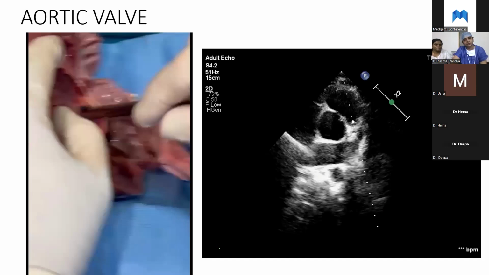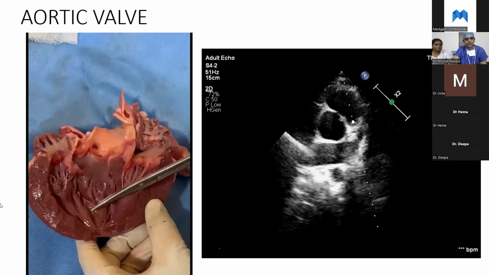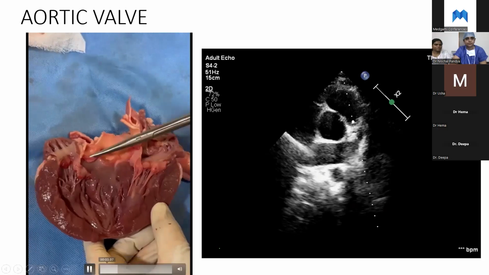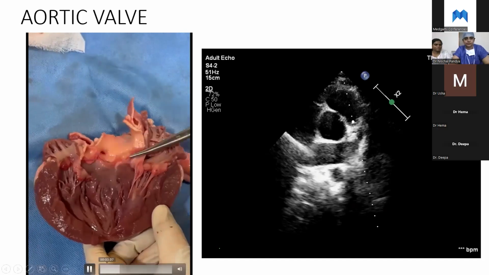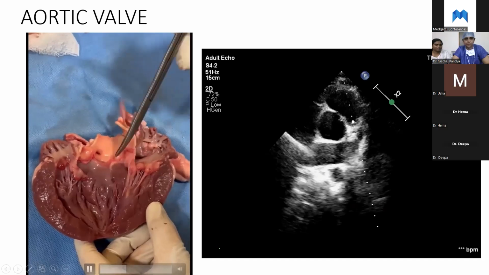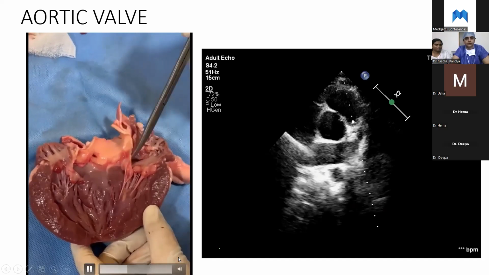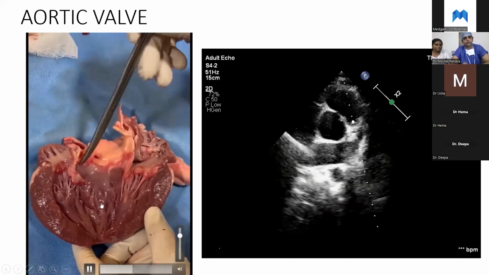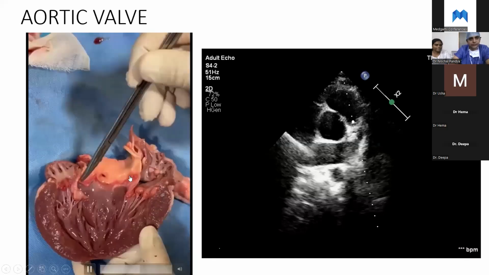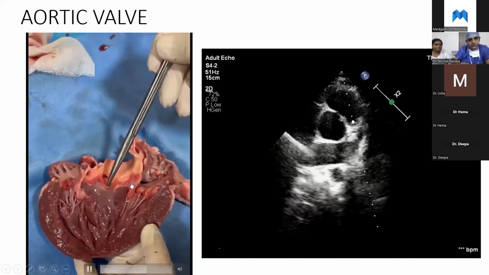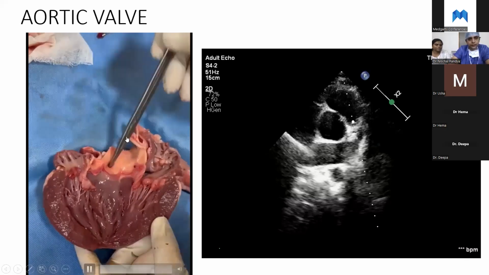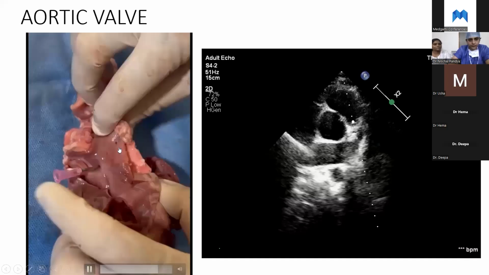Okay. Now, we can see the opened LV and the outflow tract. This is the aortic valve and aorta which has been splayed open. So you see the aortomitral continuity. So if we look at this, basically, this is the anterior mitral leaflet that has been split and into the aorta, and the aorta is split as well over there.